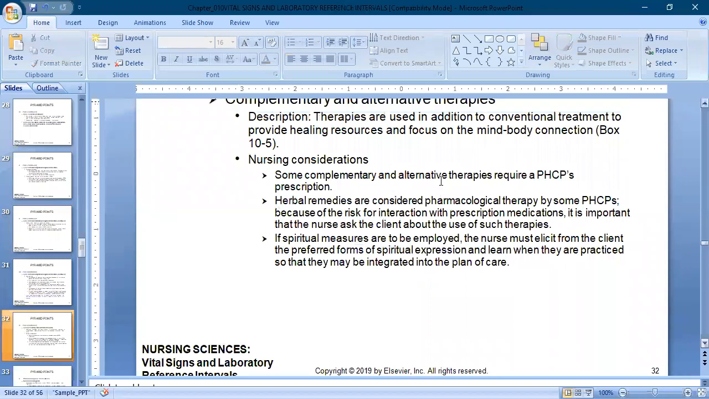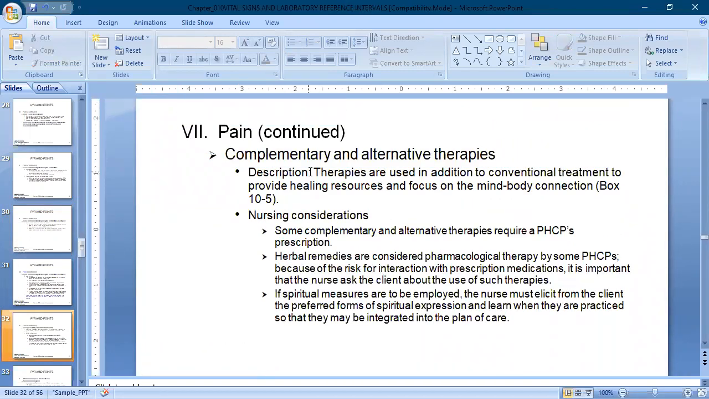And what are the other complementary or alternative therapies? Complementary alternative therapies are used in addition to conventional treatment to provide healing resources and focus on the mind-body connection. As an RN, what are our responsibilities in case of pain? Some of the complementary or alternative therapies sometimes require a healthcare provider prescription.